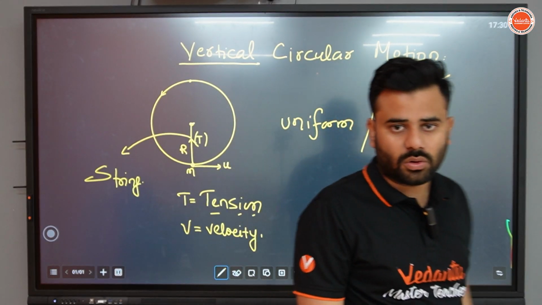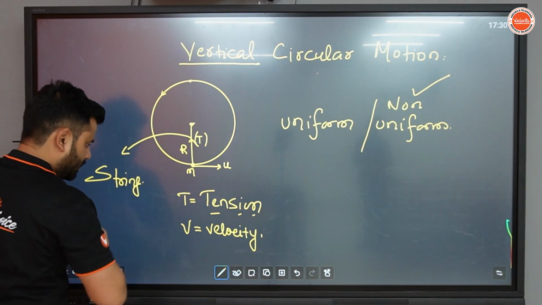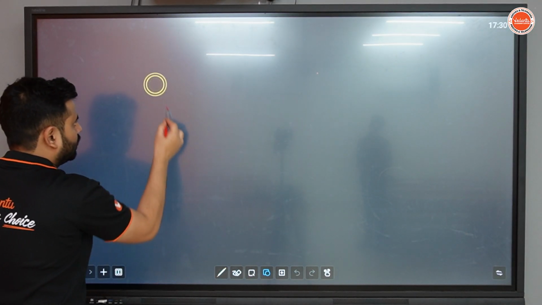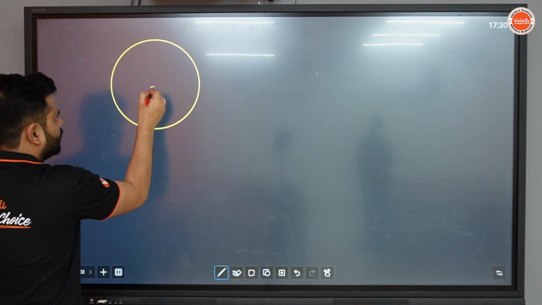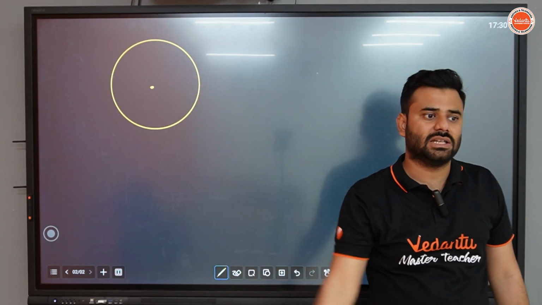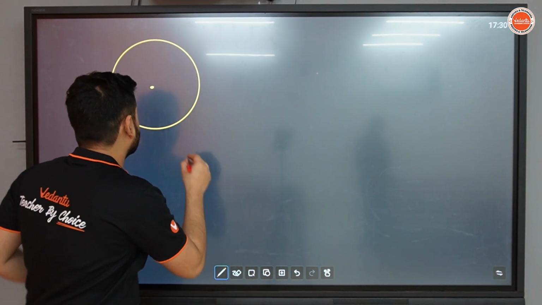So let's discuss the tension. The first thing that we will discuss is tension. So in order to discuss tension, let's take a vertical circular motion in which a particle is being rotated with the help of a string. With the help of a string, the particle is being rotated. So in the string there will be tension.